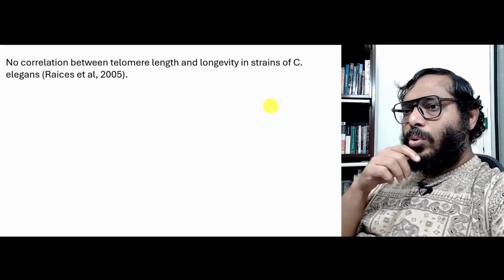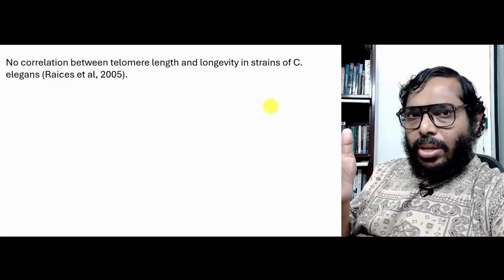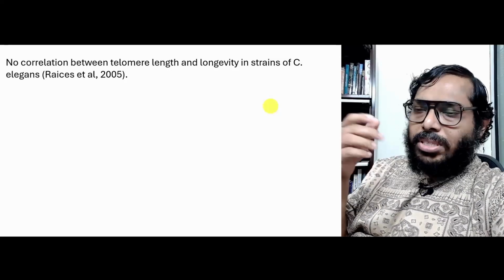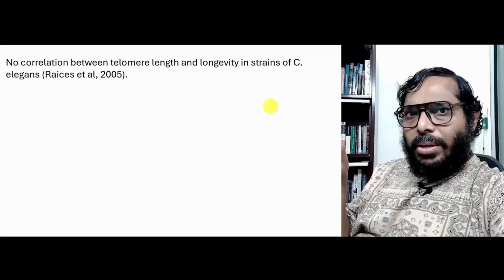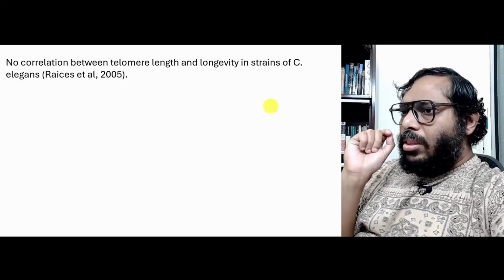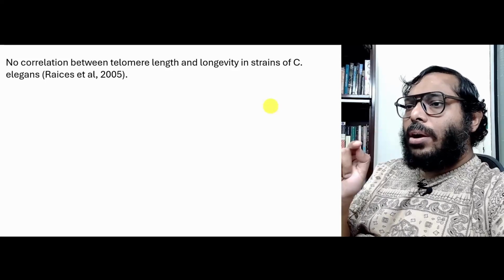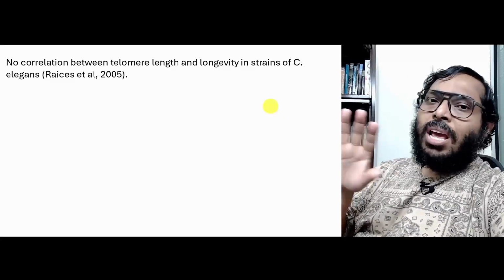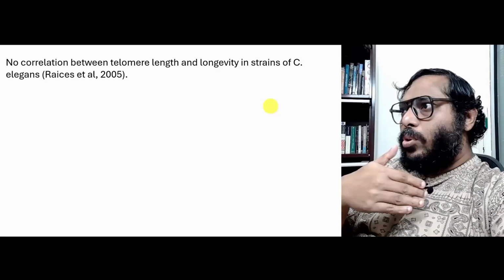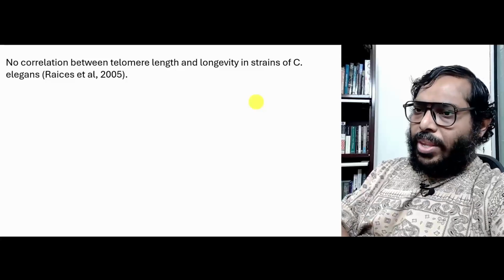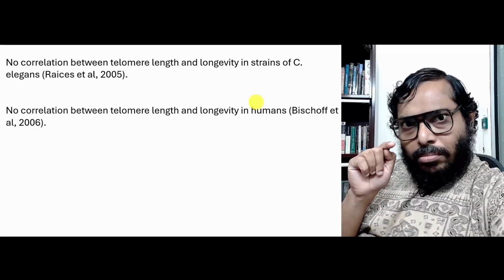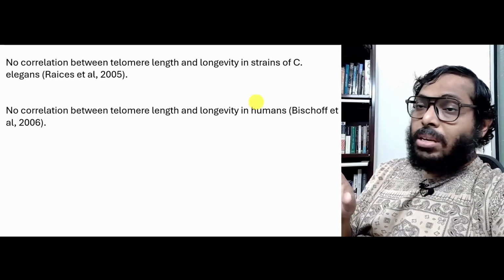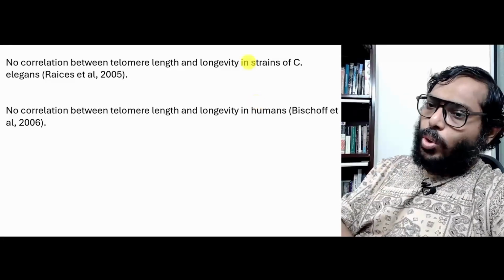So, for example, if you look at multiple strains of this worm called Caenorhabditis elegans, it is a very famous model system and has been used extensively in the context of aging research. In those, you actually do not find a relationship between telomere length and longevity across strains. In a few strains you might end up finding it, but if you look at many strains you are not going to find it. Similarly, if you look at the telomere length and longevity relationship in humans, you are actually going to see that there is no such correlation.